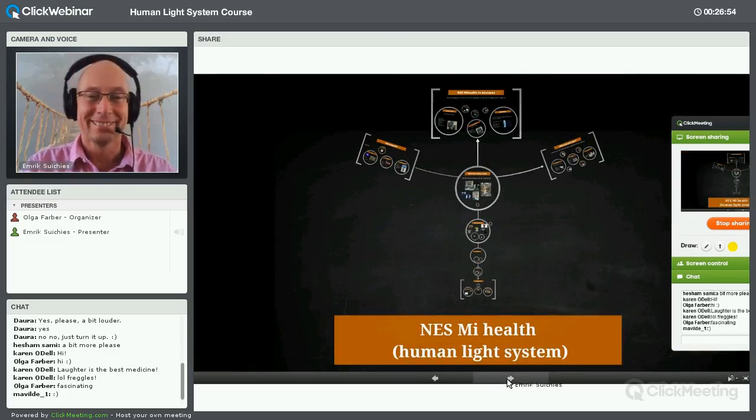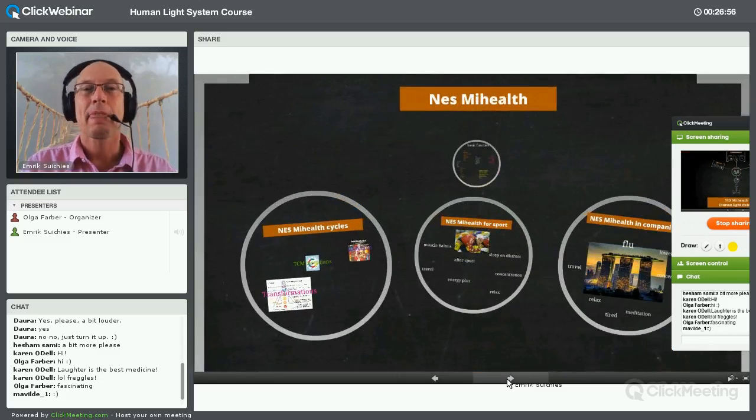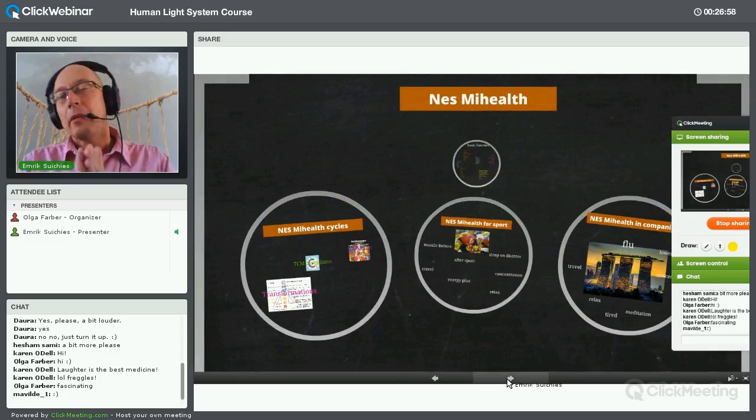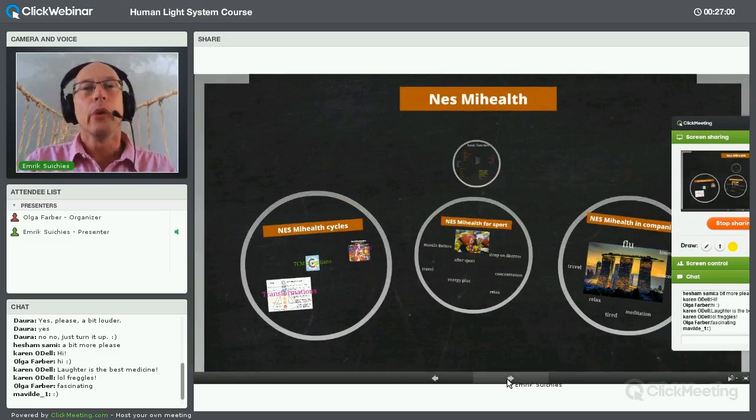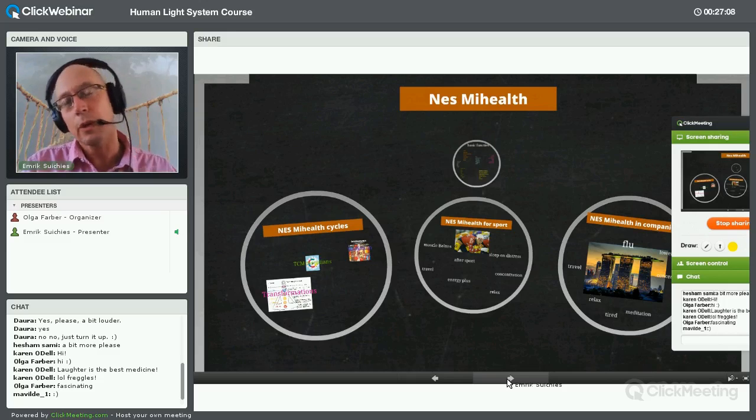Okay, we go on. Before I tell more about how you can use it and what the buttons are for, I first want to tell what we did with this Mihealth and what all the functions on it are. So be seated.